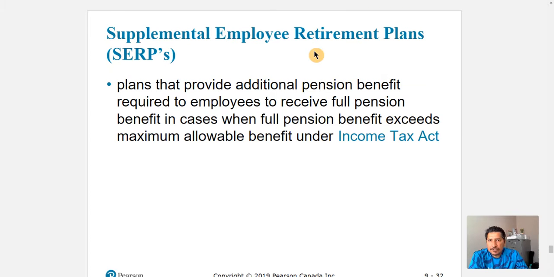Supplementary employee retirement plans provide additional pension benefits to employees to receive full pension benefits in cases when the full pension benefit exceeds the maximum allowable benefits under the Income Tax Act. Let's say yearly an employee has to contribute $1,000 from January to December, right? But they're still paying CPP in order to get more benefit, so they have financial freedom once they retire.